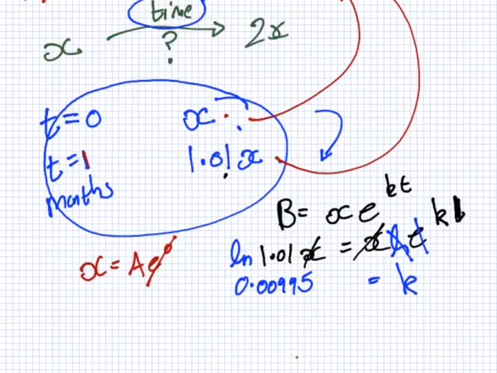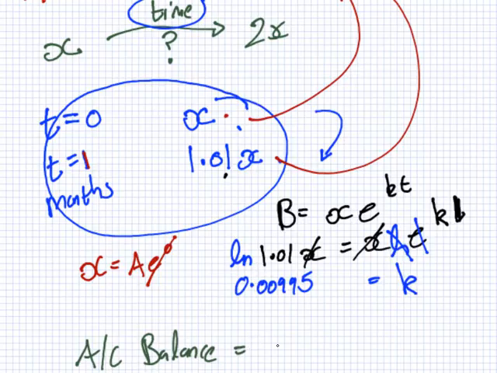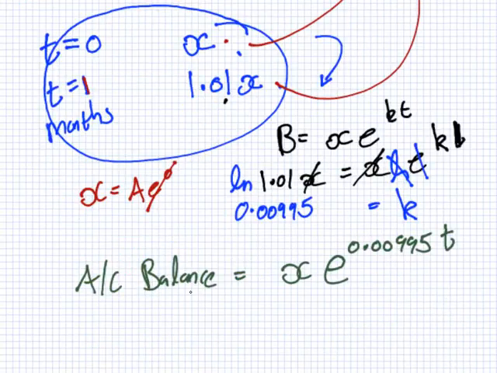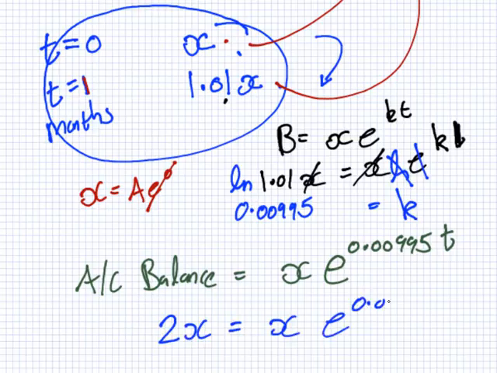Okay, so now we have the account balance equals x e^(0.00995t), and now we want the t. So what balance do we want? 2x. 2x equals x e^(0.00995t). Does anyone have t yet? Try and get the t now. You try and finish this.